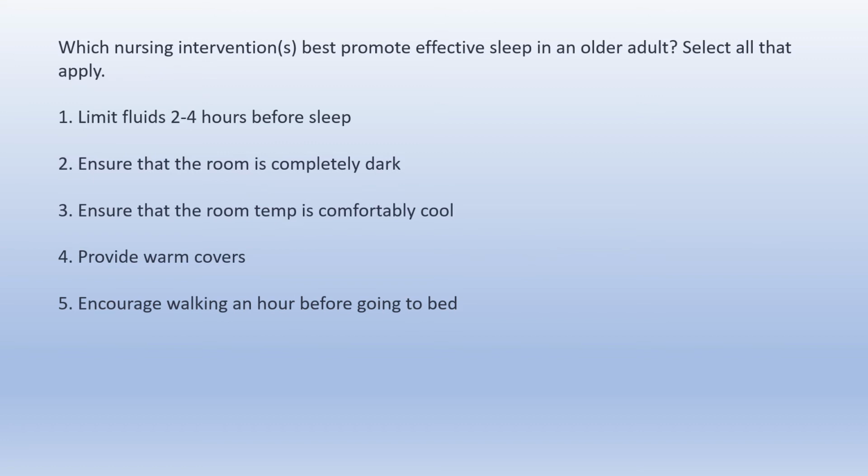Which nursing interventions best promote effective sleep in an older adult? Select all that apply. 1. Limit fluids 2 to 4 hours before sleep. 2. Ensure that the room is completely dark. 3. Ensure that the room temp is comfortably cool. 4. Provide warm covers. 5. Encourage walking an hour before going to bed.